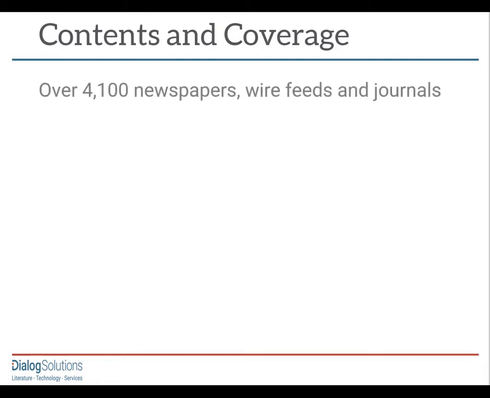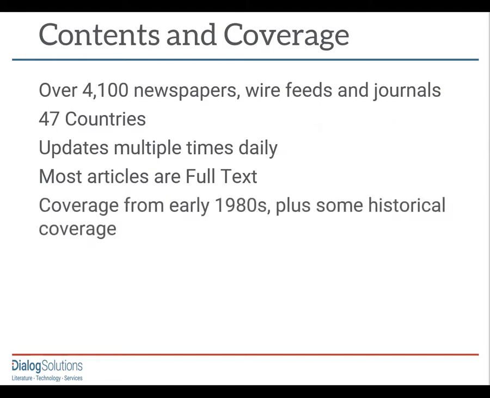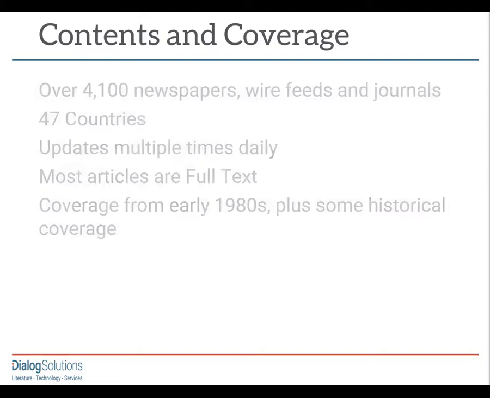ProQuest Newsstand Professional contains articles from over 4,100 newspapers, as well as wire services and journals across the United States and about 47 countries worldwide. It's updated more than once a day, and the great majority of these records are full-text articles, especially starting at about 1980, although the database also has some older materials.